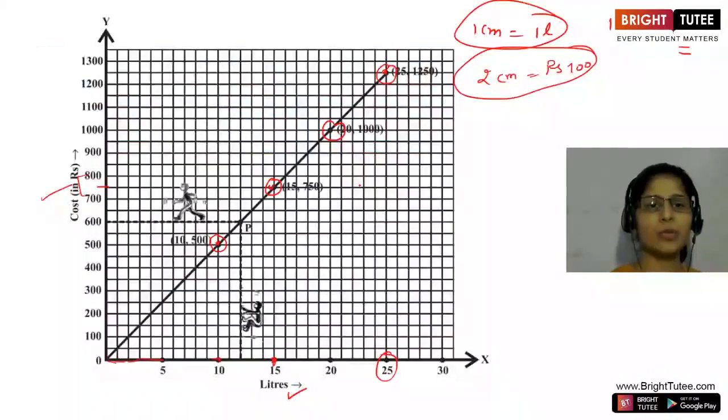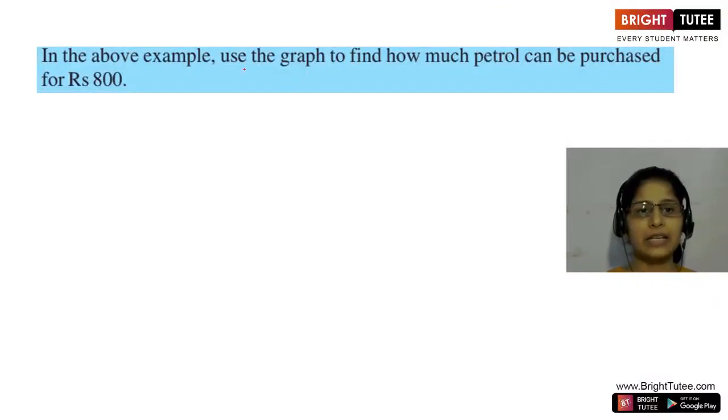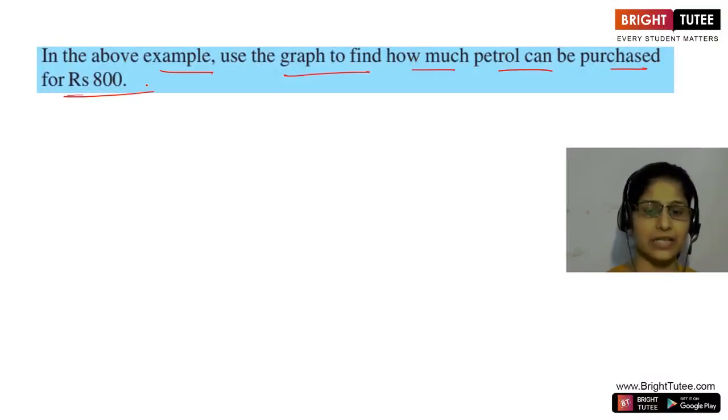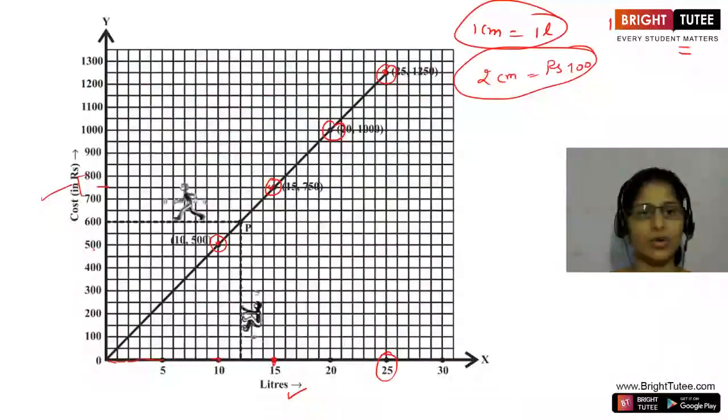Now in the same question they're asking, in the above example use the graph to find how much petrol can be purchased for rupees 800. So when the cost is rupees 800, we have to see on this line only because this is a linear graph, what value we get on the x-axis. So 800 is here and below it we get, I'll just draw the line.